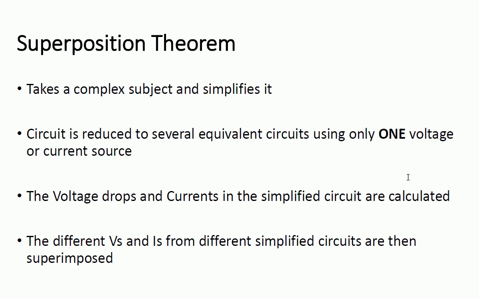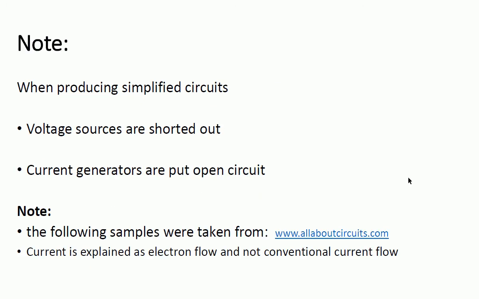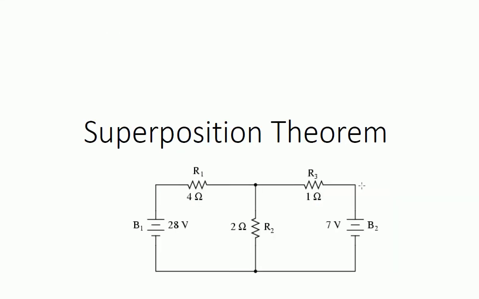Okay, there's a couple of rules to do, but shouldn't be too difficult, and we're going to go through it. This is the important thing here. So just there's a note. Voltage sources are shorted out, and current generators are put to open circuit. Okay, again, when you go to this diagram here, so we've got two voltage sources.